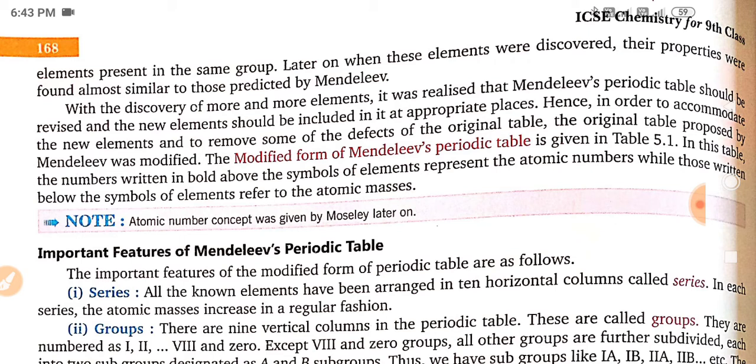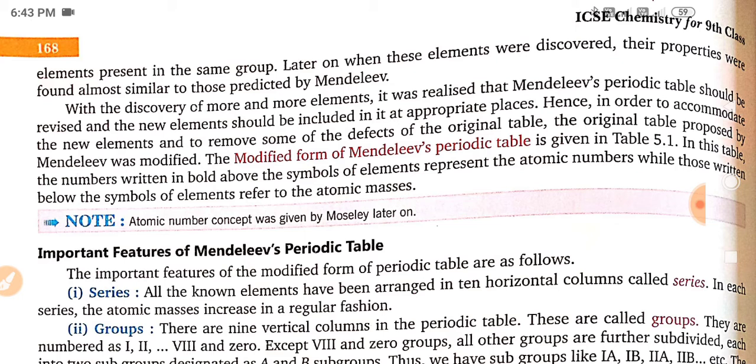With the discovery of more and more elements, it was realized that Mendeleev's periodic table should be revised and the new elements should be included in it at appropriate places. Hence, in order to accommodate the new elements and to remove some of the defects of the original table, the original table proposed by Mendeleev was modified. The modified form of Mendeleev's periodic table is given in table 5.1. In this table, the numbers written in bold above the symbols of elements represent the atomic numbers, while those written below the symbol of elements refer to atomic masses.